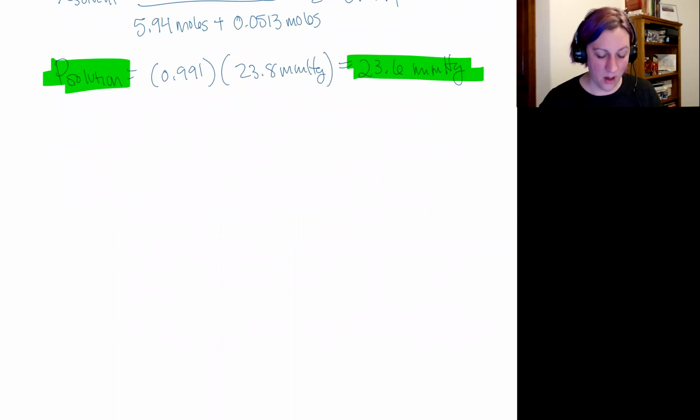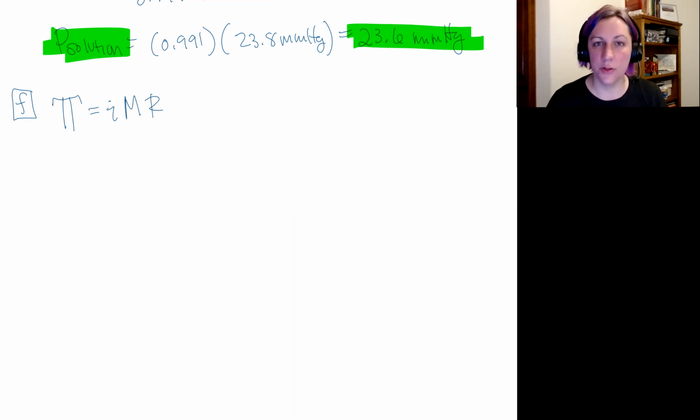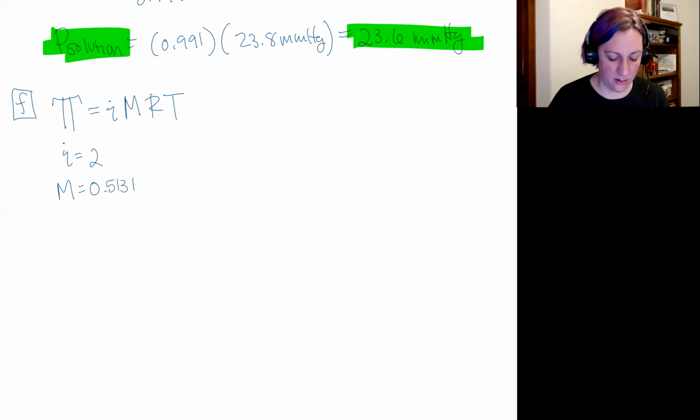All right, last one. So for F, we're asked to calculate the osmotic pressure. So osmotic pressure has the equation with the fun to write capital pi symbol, that it's going to be equal to the Van Hoff factor times molarity times our R value, which is that universal gas constant, times temperature in Kelvin. So we already calculated our molarity. Great. We're using our theoretical Van Hoff factor, which is 2. The molarity we calculated again was 0.513.